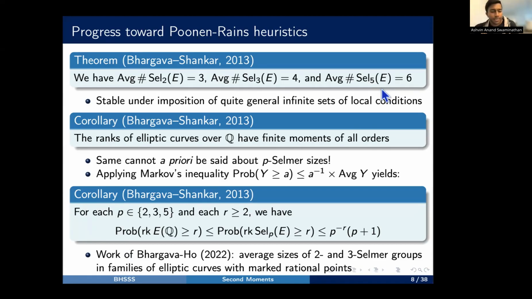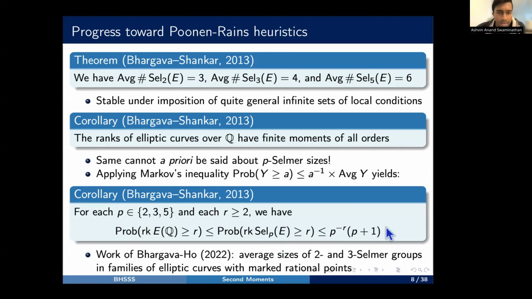So for each p that's 2, 3, or 5, and each rank r at least 2, we have that the probability that the p-Selmer rank is at least r decays exponentially in r. And of course, that bounds the probability that the rank of E of Q is at least r. I should also mention that the theorem of Bhargava and Shankar is for families of elliptic curves over Q defined by local conditions, but you could also consider other families of elliptic curves over Q, such as families of curves with marked rational points. And that's the work of Bhargava and Ho, where they compute these average sizes of 2 and 3 Selmer groups in those cases.